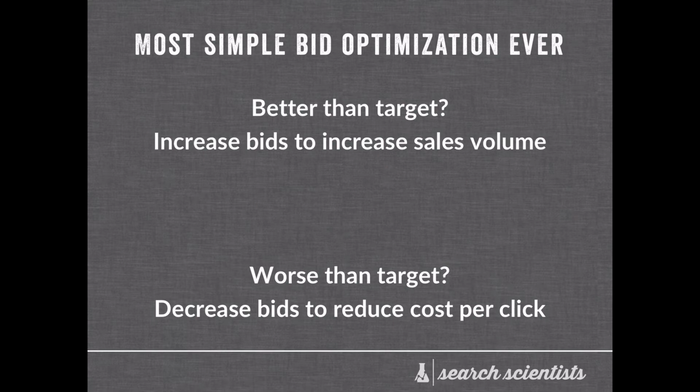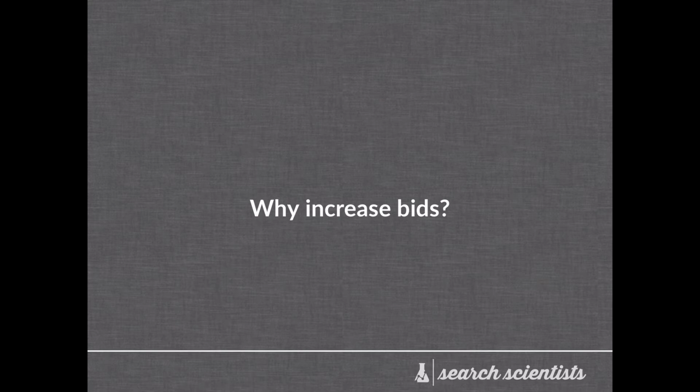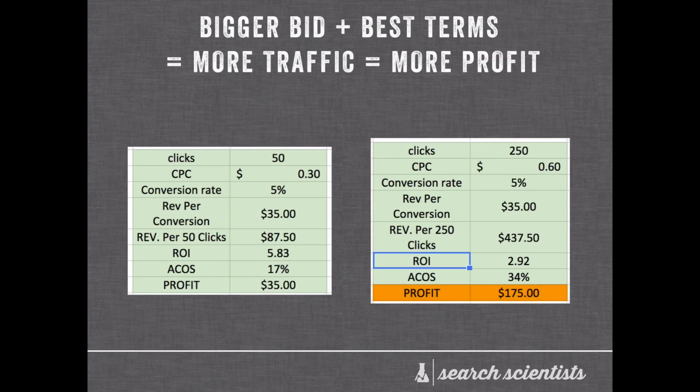So here's the most simple bid optimization ever. If you never want to deal with numbers or calculations ever again, if you're doing better than your target, then increase your bids to increase your sales volume. If you are doing worse than your target, then decrease your bids to reduce your cost per click. Why would you ever want to increase bids? This is the way that it works.